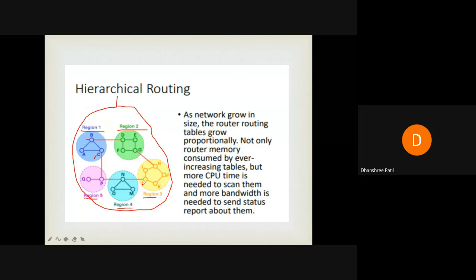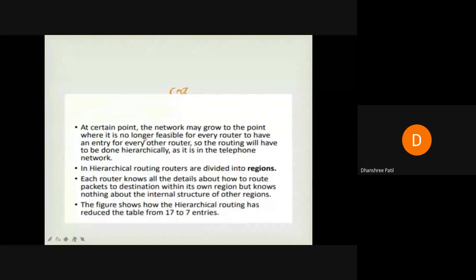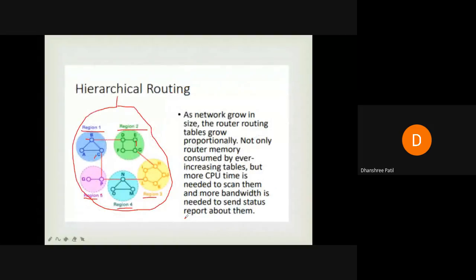Similarly, for example, the D router will be aware of E, G and F, only these three routers, not about A, C, Q, P or N, M, whatever they are. So every router is totally aware of the routers available within its region only, not outside the region. Now, how will the tables get maintained then? By using hierarchical routing, the load of the routing table is reduced.